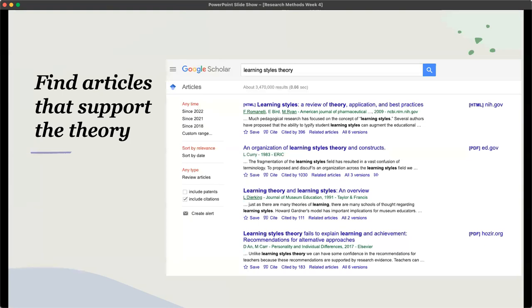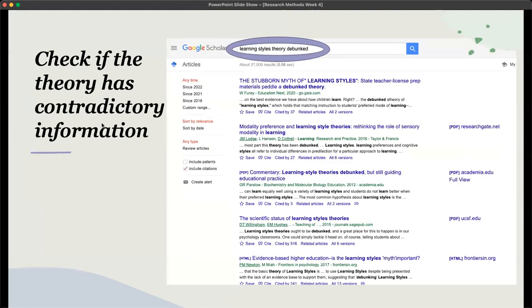So how do we find articles that support a theory? Well, here we have learning styles theory, and you're going to see a lot of information right here in Google Scholar. But of course, check to see if the theory has contradictory information. Learning styles theory debunked. And of course, there are close to 30,000 articles talking about the stubborn myth of learning styles. So this is something that you want to incorporate. Double check to see if any of the theories are debunked, and then see which direction you want to go in with your hypothesis.